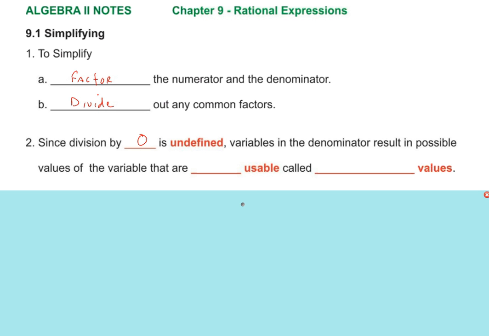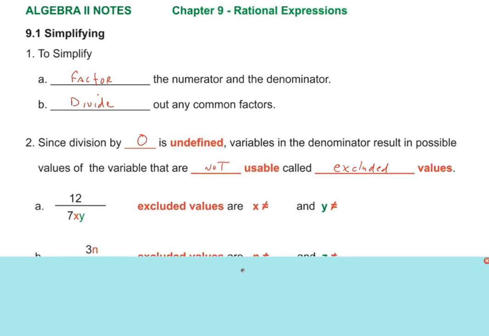So since division by 0 is undefined, variables in the denominator result in possible values of the variable that are not usable. And we're going to call these excluded values. Same concept as extraneous roots and such. Values that don't work. Values that aren't part of the domain, in this case, values that result in a 0 denominator. And if you got 0 in your denominator, then you're going to have excluded values.